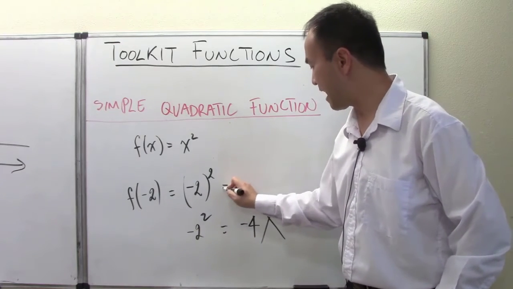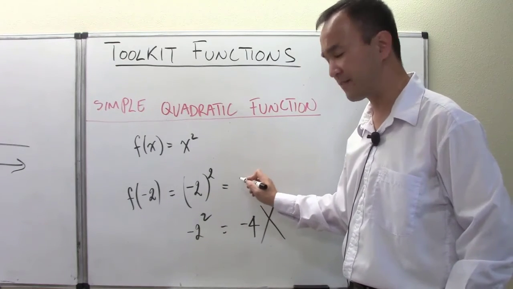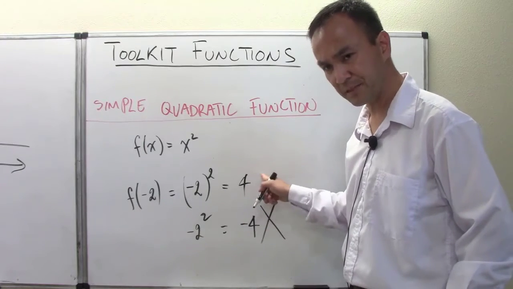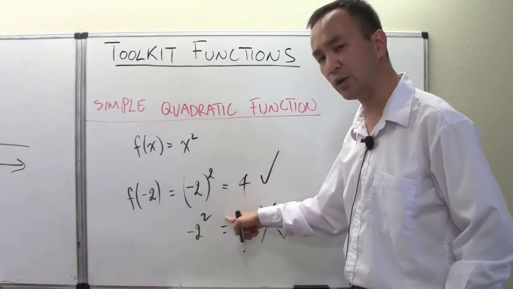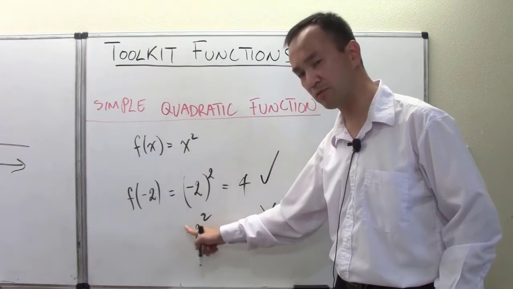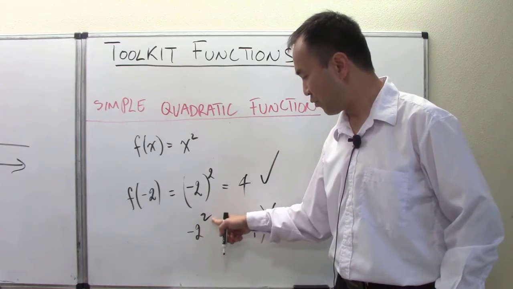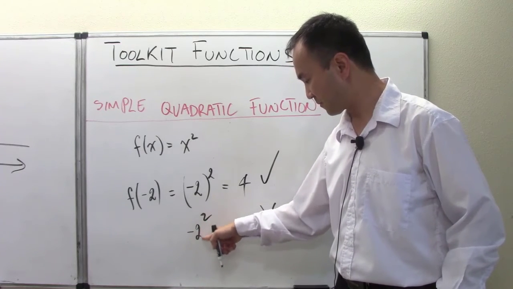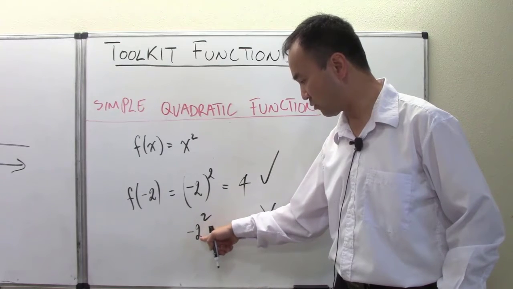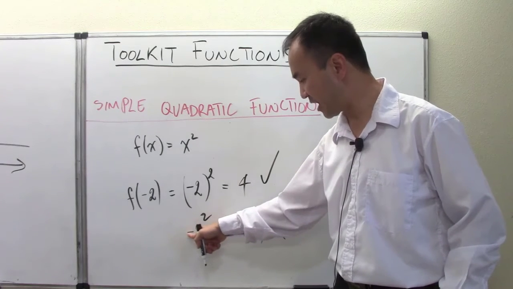So the output here is tentatively positive 4. This is the correct one. This is the incorrect one, because skipping the parentheses will make you think that the square here is only on that 2, and then the negative sign here comes after.